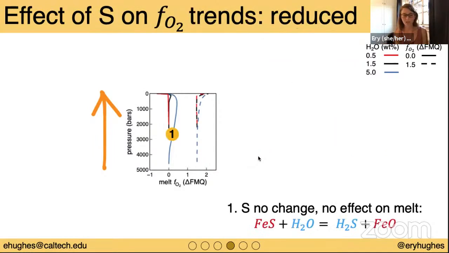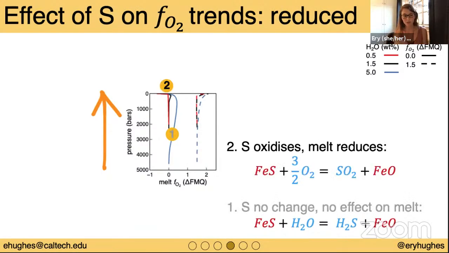So on top of that, we see an effect of sulfur. So we can understand this by the different reactions that are occurring. If we start by looking at the reduced case here, and we look deep in the system, we see that there's not really any change in the oxygen fugacity during degassing. And that's because under these reducing conditions, sulfur is dissolved as sulfide, so S2-, and it's degassing to hydrogen sulfide, which is also S2-. So there's no change in the sulfur oxidation state, and therefore there'll be no change in the melt oxidation state.